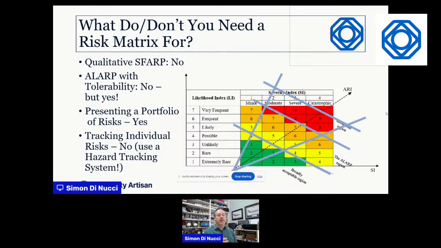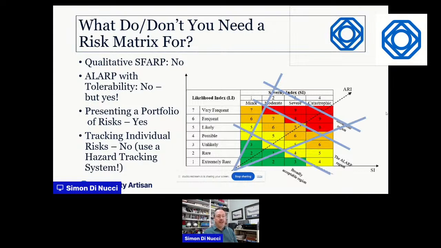So third thing, you need a portfolio. If you're displaying a portfolio of risks to people, or you're managing a portfolio of risks, then a matrix is very useful, and you need that.